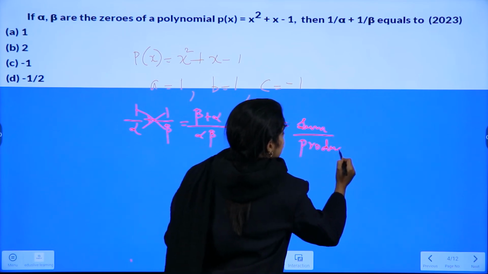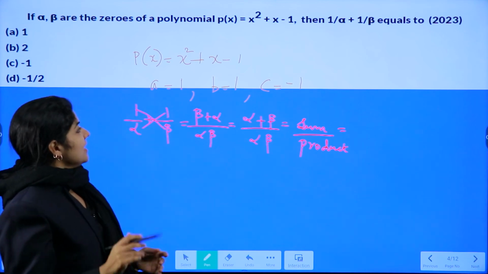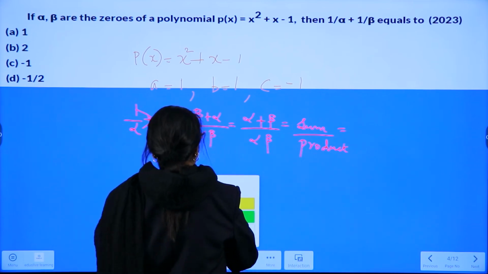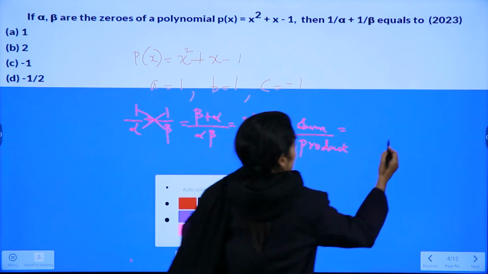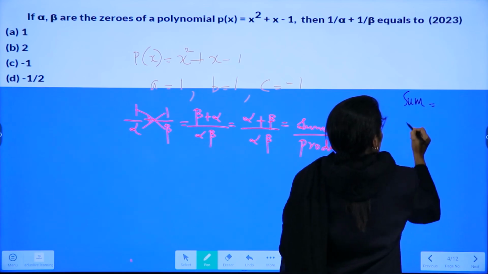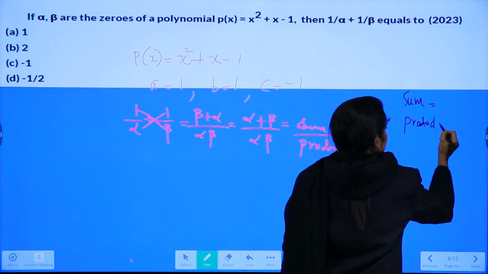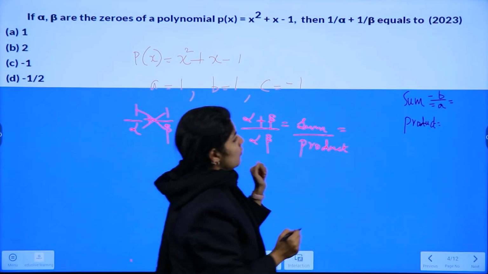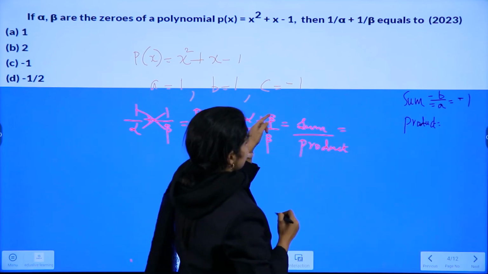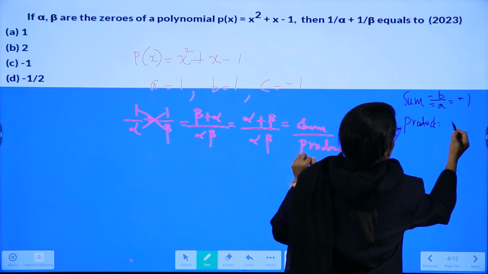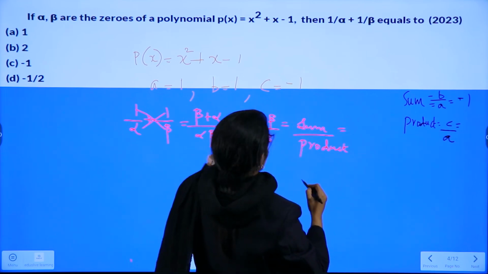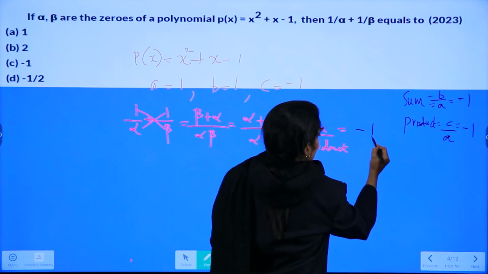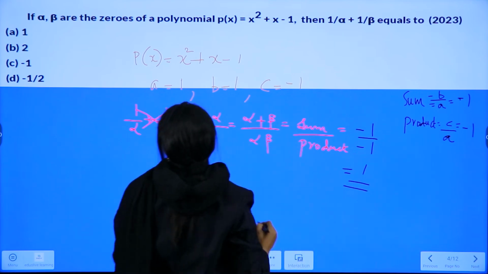And what's the formula for sum? Sum is equal to minus b by a. Okay, so we will find the sum here. Sum is equal to minus b by a, which is minus 1 by 1, which is minus 1, and product is equal to c by a, which is minus 1 by 1, again minus 1. So sum by product, which is minus 1 by minus 1, the answer is 1.